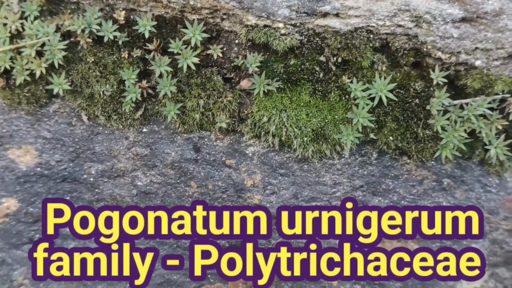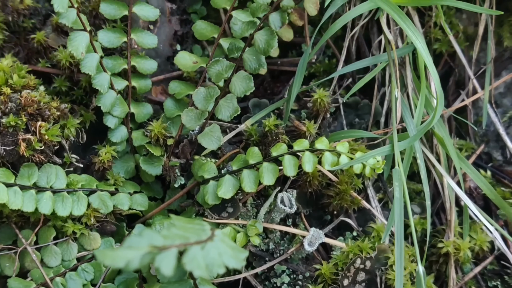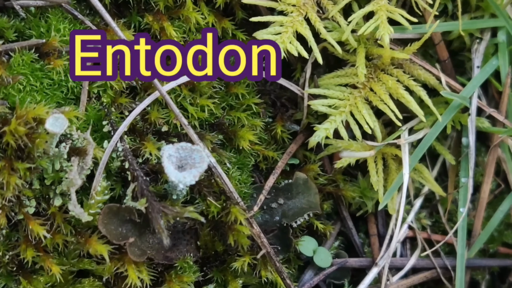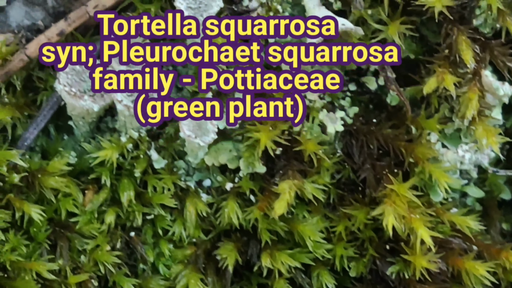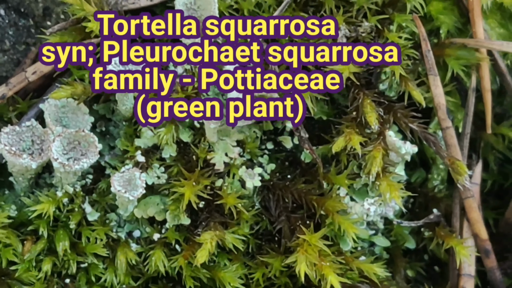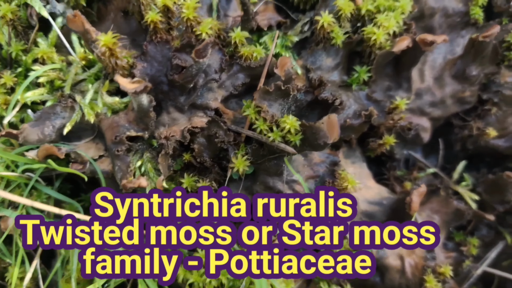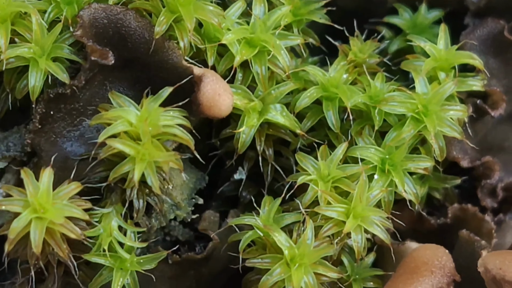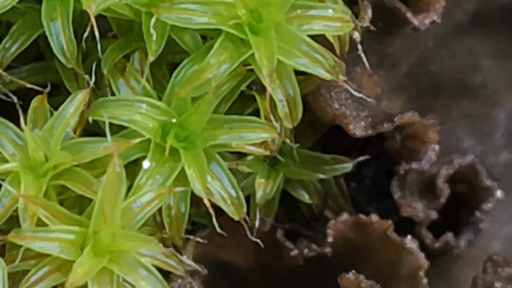This is Pogonatum arnigerum, belonging to Polytrichaceae family. This is Asplenium trichomanes, belonging to Aspleniaceae family. This is Entodon. So they are very beautiful plants. When you see and watch these plants, this is Tortella squarrosa, belonging to Pottiaceae family. This one is Syntrichia ruralis, also belonging to Pottiaceae family. This is very special with its structure, easy to identify.